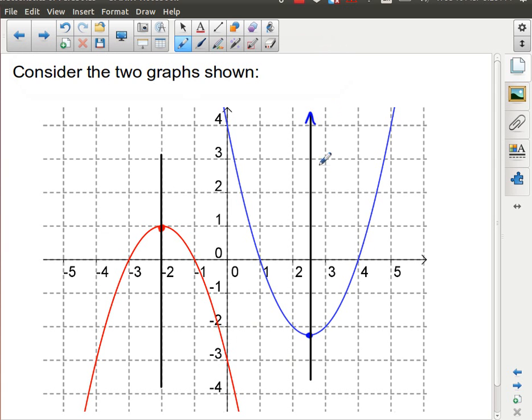So this is through the blue vertex. We have our axis of symmetry, and it looks like it goes through 2.5, or x equals 5 over 2, equals 2.5. Those are the same things. And then over here we've got our axis of symmetry, and this one is going to be through x equals -2. So those are the axes of symmetry. Sometimes we just abbreviate that A of S, the axis of symmetry.